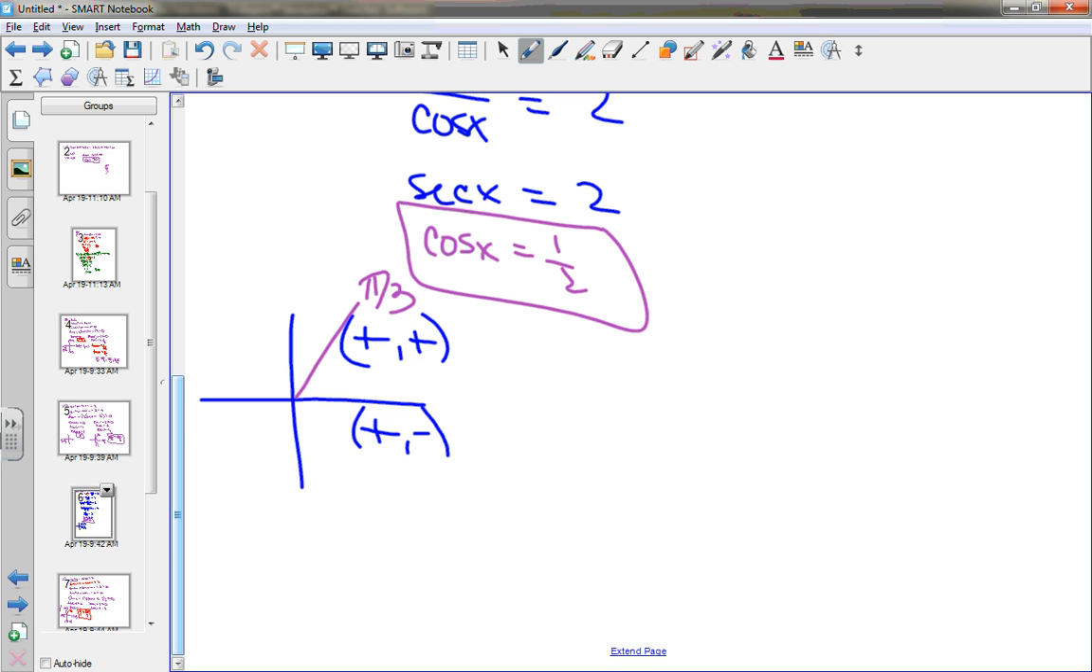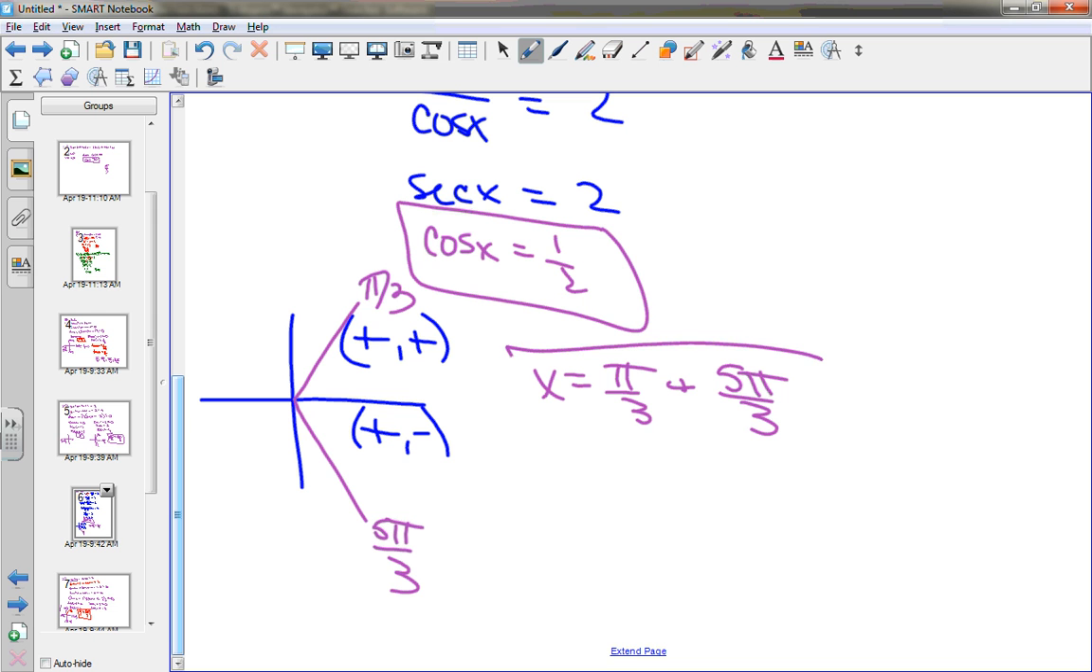Pi over 3, and then down here, 5 pi over 3. So x is equal to pi over 3 and 5 pi over 3. Those are all the angles on the unit circle that have a cosine of 1/2. Do we get that? Yay or nay? Yay? Are we good? Any other questions over those sections?